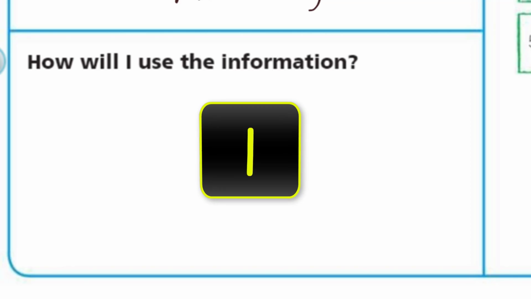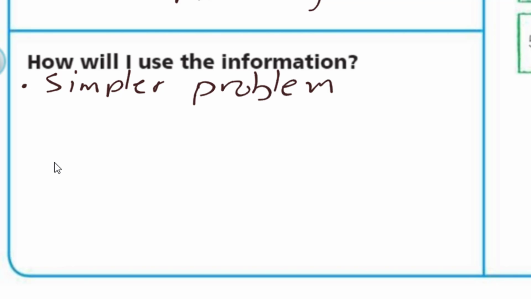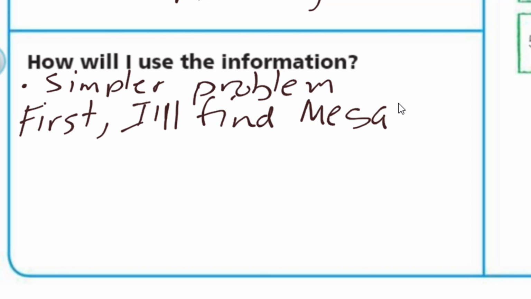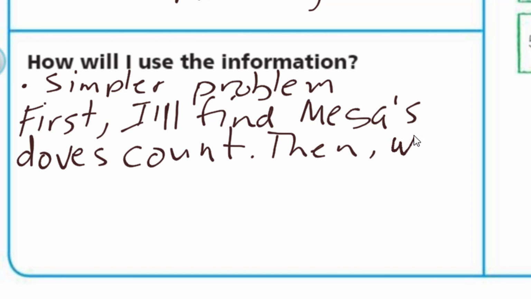Now it says, how will I use the information? It said we're going to need to solve a simpler problem. So we're going to do that. We're going to solve this problem by making simpler problems because it's a multi-step problem. So I'll say how I use it first. I'll find Mesa's dove count. Then we'll draw a bar diagram.